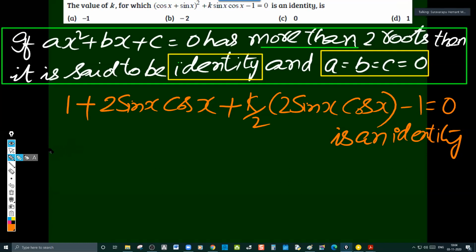Oh wait, so that we can cancel 2 sin x cos x. Where from do you cancel it? Okay, we can't cancel it. Let us confirm it from Bhavi.